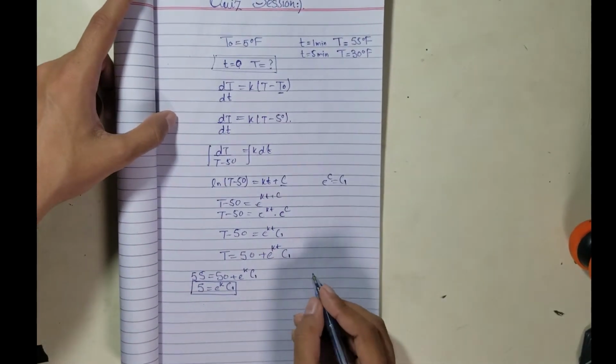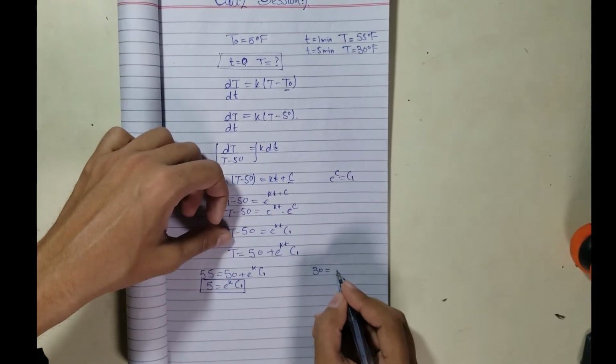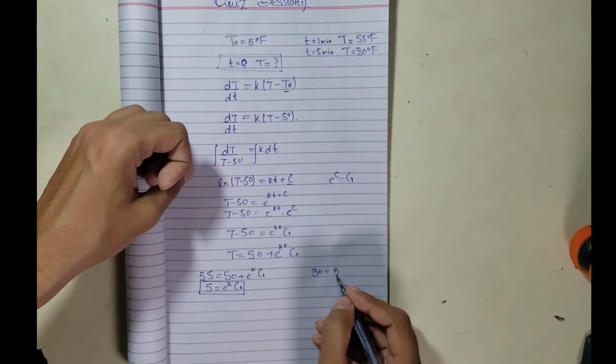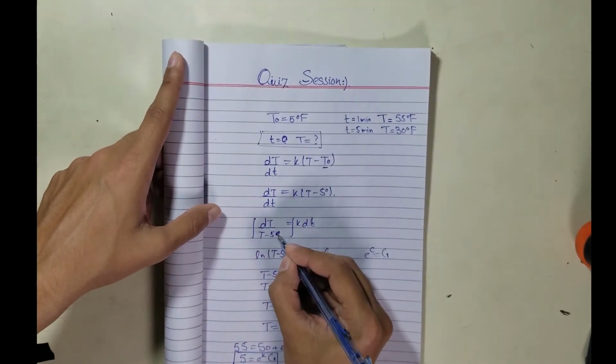30 degrees. So I made a mistake here. This is 5 degrees, not 50.